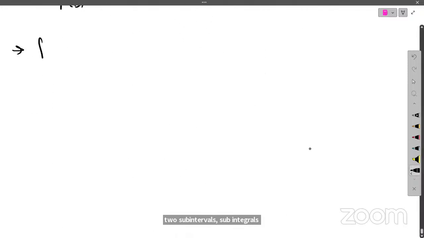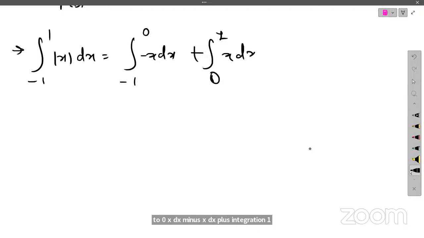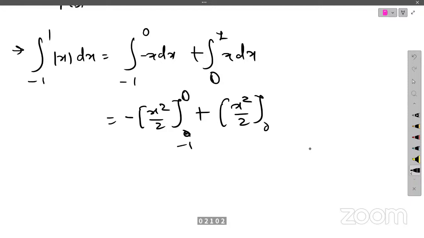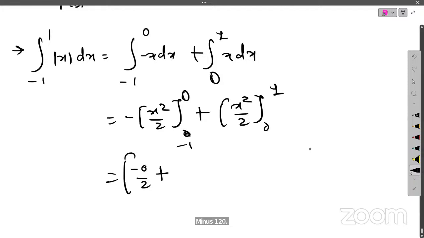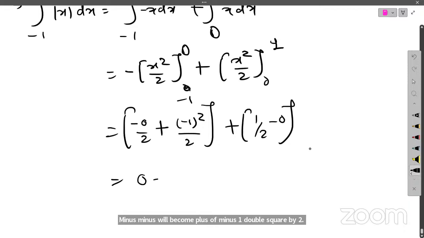So here what do we get? Integration from -1 to 1 of modulus of x dx is equal to integration from -1 to 0 of minus x dx plus integration from 0 to 1 of x dx. Now if we calculate, it will become minus of x square by 2, from -1 to 0, plus x square by 2, from 0 to 1. If you substitute the limits, it will become minus of 0 by 2, minus becomes plus, of (-1) whole square by 2, and plus 1 by 2 minus 0. So this is equal to 0 plus 1 by 2 plus 1 by 2 minus 0. So that's equal to 1.